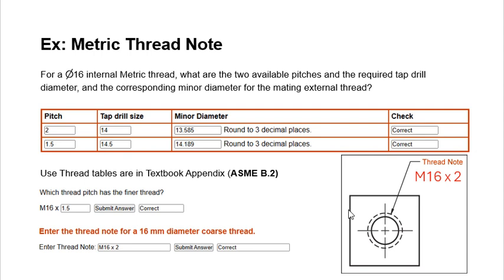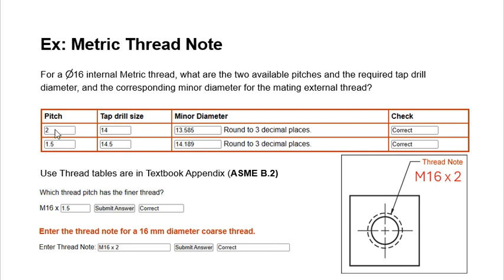And another question is, go ahead and write a note for 16, because it says so here, millimeter, because that is a diameter. So 16 millimeter diameter, and it's got to be coarse on thread. Therefore, we're going to write it M16 times. Coarse is 2, because you're given 2 of them.